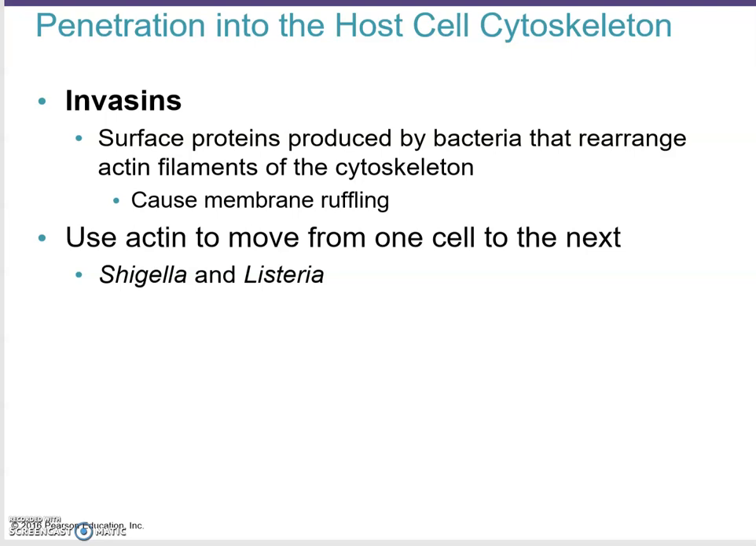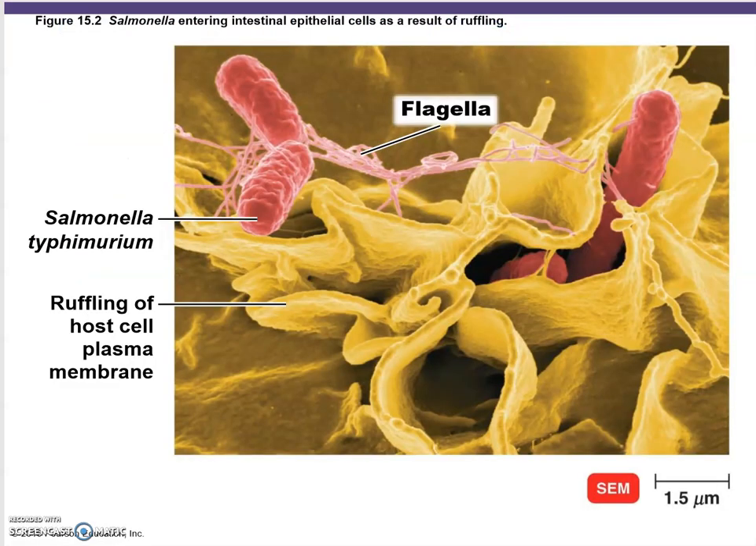Another trick that pathogens can use is the use of invasins to penetrate into the host cell cytoskeleton. Basically, invasins are surface proteins produced by bacteria that end up rearranging actin filaments of the cytoskeleton. They cause something called membrane ruffling, and Shigella and Listeria, for example, can then use the actin to move from one cell to the next and invade a larger area. Here's an image that shows you what the ruffling of the host cell plasma membrane might look like. So here you have this ruffling on the surface. In this case, it's caused by Salmonella typhimurium.